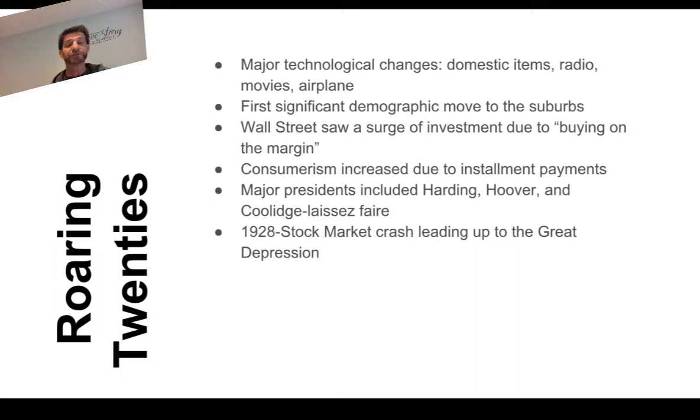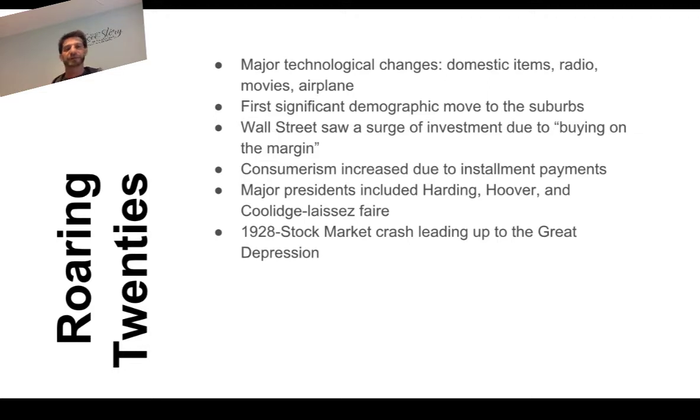This was our first major significant demographic move, not into urbanization, but suburbanization. Now, again, most people are going to be living in the farmlands still. There's a significant number of people in the urban areas, smaller percentage in suburbs, but we're seeing a rise in the rate of people moving into suburbs. That's why it's so important.